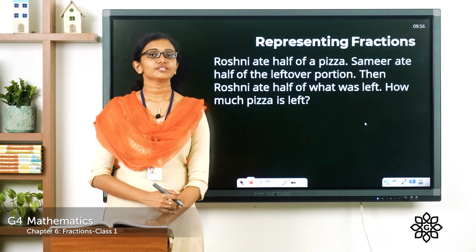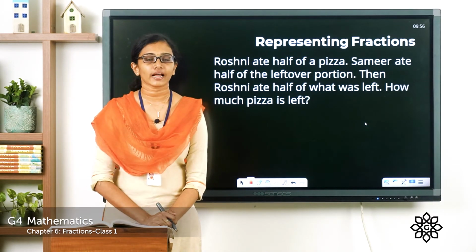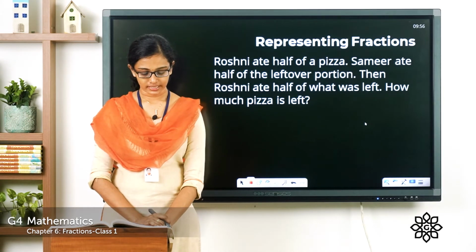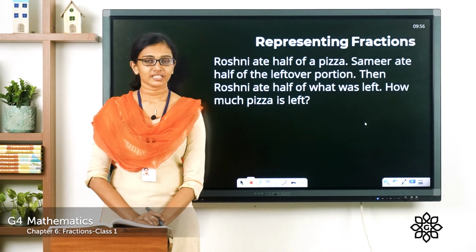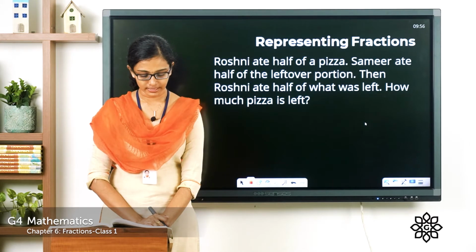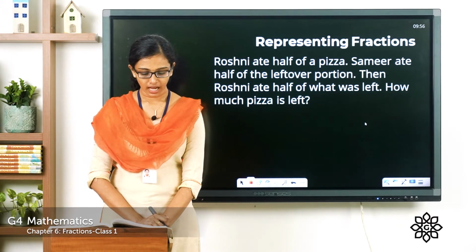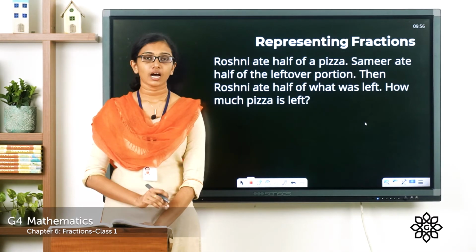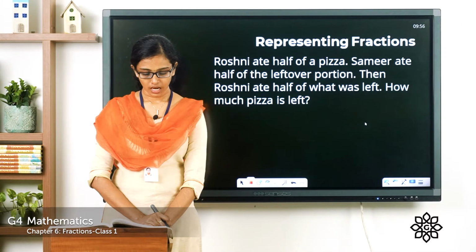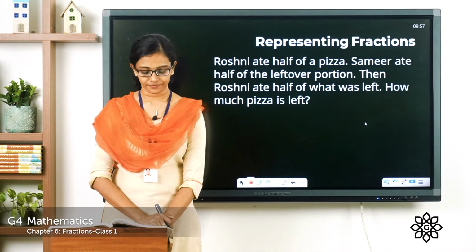Now we'll talk about how to represent fractions. Look at this question given here. In page number 80, you can read this question. Roshni ate half of a pizza. Samir ate half of the leftover portion. Then Roshni ate half of what was left. How much pizza is left?